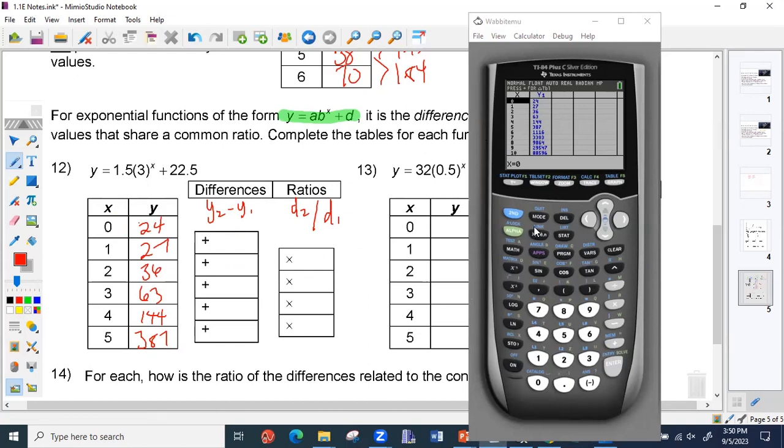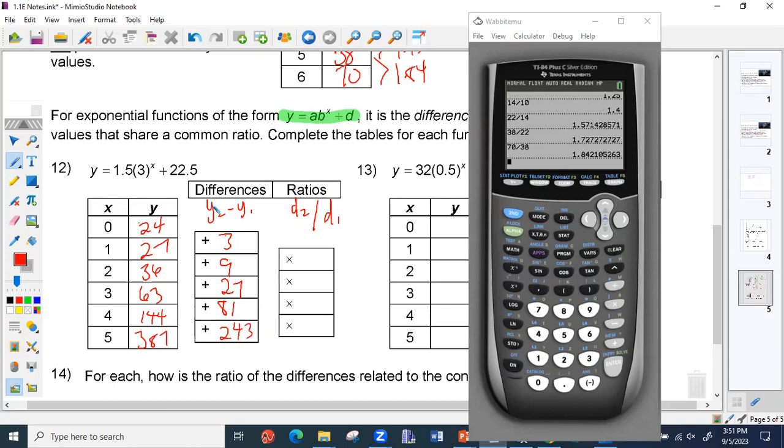Now I'm going to find their difference. You would do this if you didn't have the equation. Let's say I didn't have this equation, but I had this table, and I would need to try to make the equation. What would I do? This is what we're going to do. First we find our difference. 27 minus 24 is 3. 36 minus 27 is? 63 minus 36 is? 144 minus 63 is? 387 minus 144 is 243.